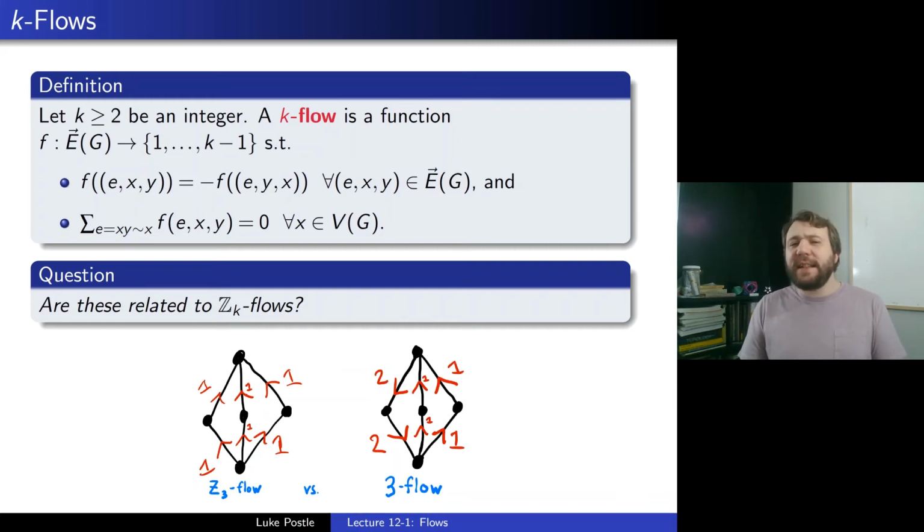So that's the key difference between a k-flow and a Zk flow, is this concept that, a Zk flow, it looks like we're assigning the values 1 up to k minus 1, but there, it's 0 mod k, it's 0 in the group. Here it'd be 0 in the integers that we want. So that's the important thing to know. It's in that definition, that Kirchhoff's law is 0 in the integers.